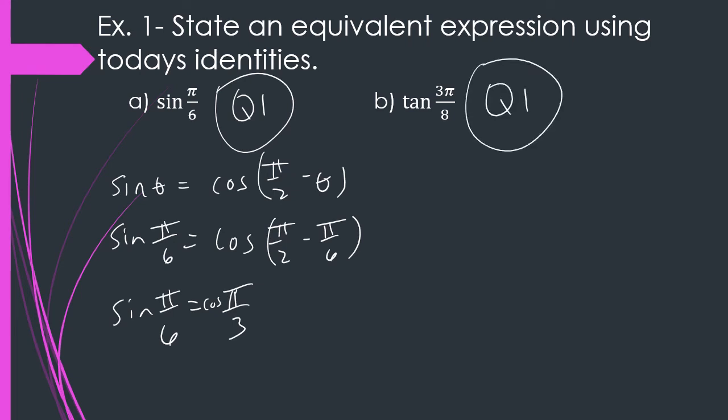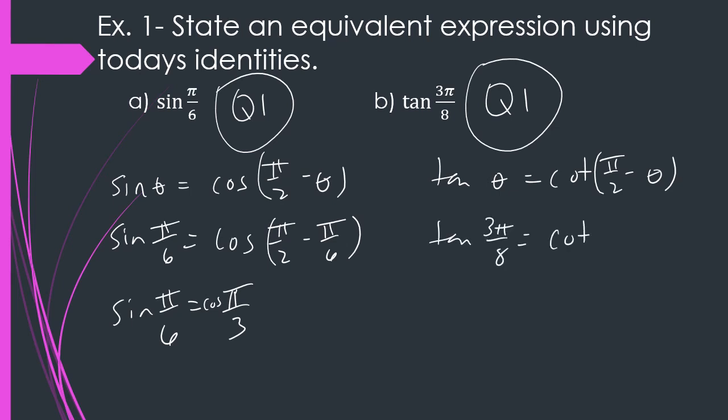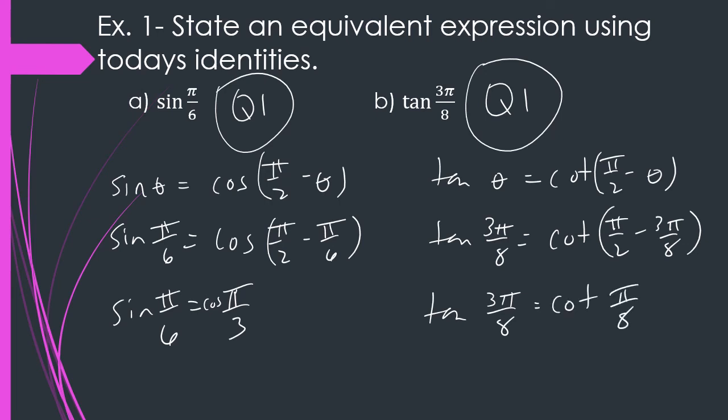Looking at our cofunction identities for quadrant 1, tan theta equals cotangent pi over 2 minus theta. In this case, my theta is 3 pi over 8, so tan 3 pi over 8 equals cotangent pi over 2 minus 3 pi over 8. Doing some fancy fraction work, what is 1/2 minus 3/8? It is 1/8, so in this case, cotangent pi over 8.